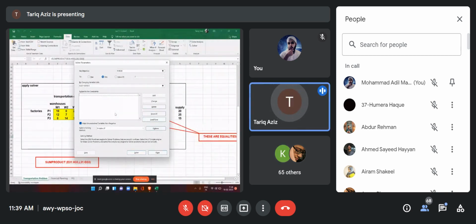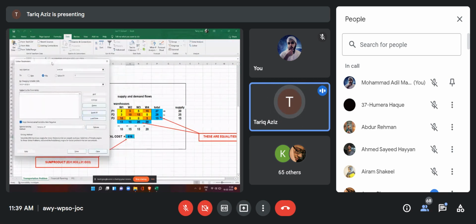Okay, so the dialog box or the solver options are visible on your screen. So this is what I was talking about. The first option is set objective. So in this set objective, you have to select the cell.